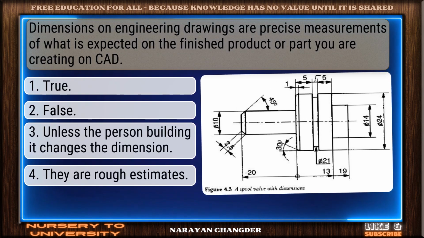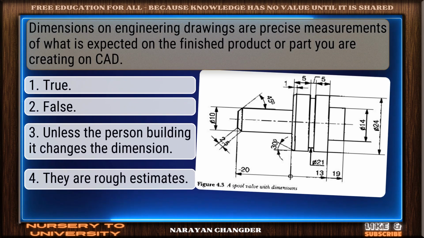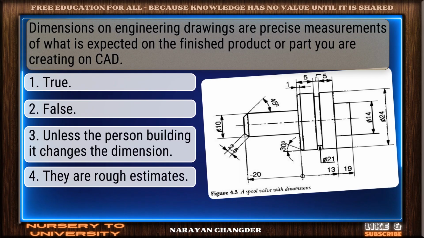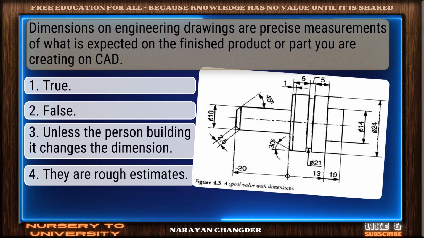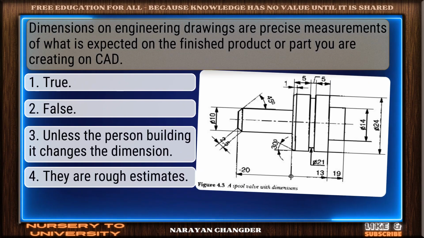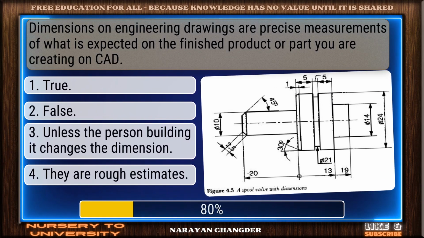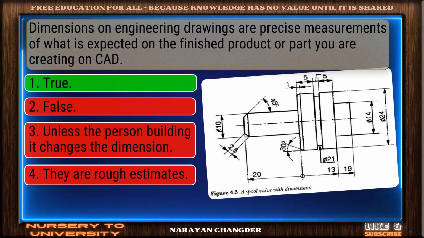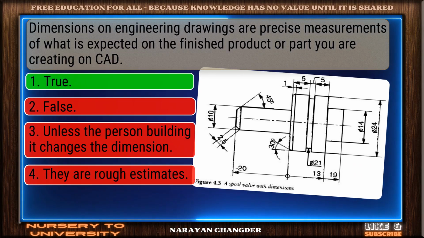Dimensions on engineering drawings are precise measurements of what is expected on the finished product or part you are creating on CAD. Great job. True is the accurate answer.